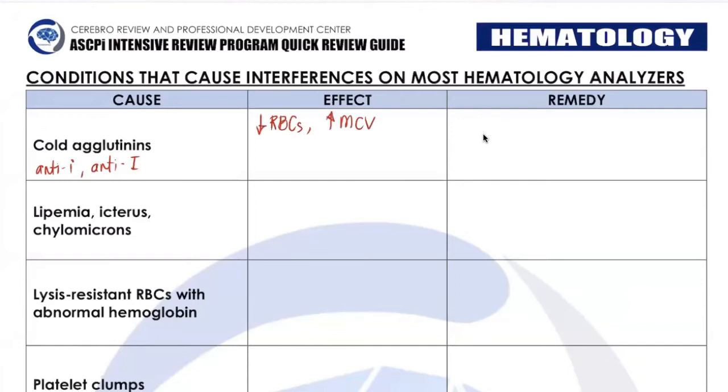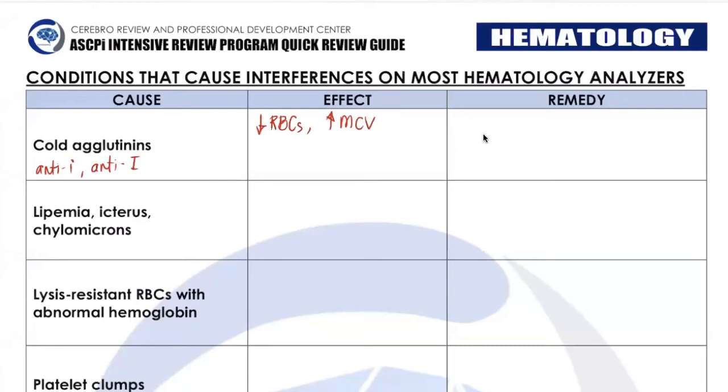So what is the rationale for this? Of course, as what I've mentioned earlier, our hematology analyzers are able to discriminate cells based on their size. So what will happen if there are cold agglutinins? The red blood cells will clump. They will agglutinate with each other. And since they agglutinate with each other, instead of them being counted individually, they are counted as one big RBC, which is why the count is decreased and the size is increased. Kaya tumataas yung MCV. Okay?